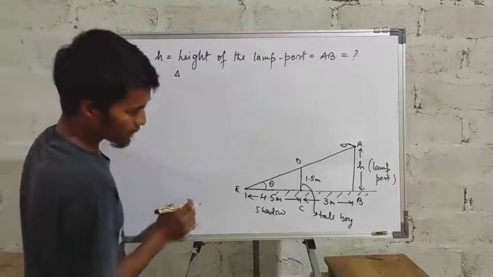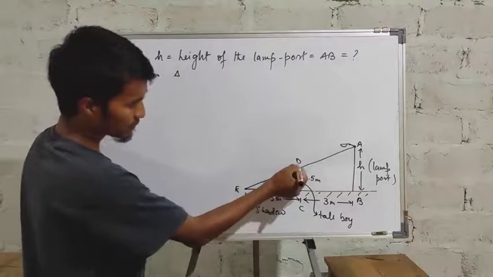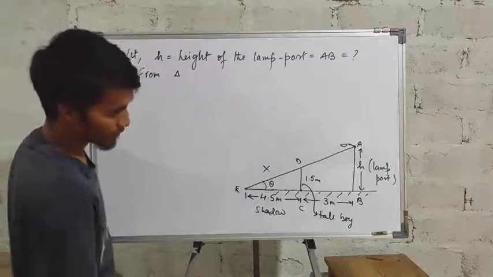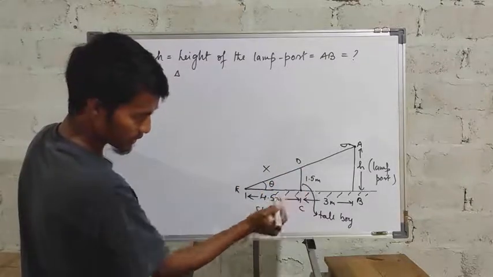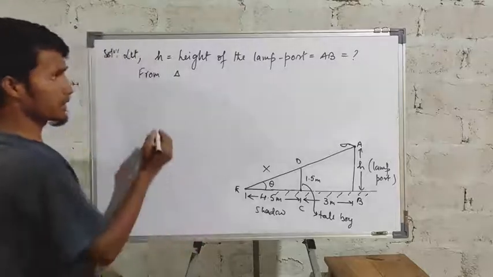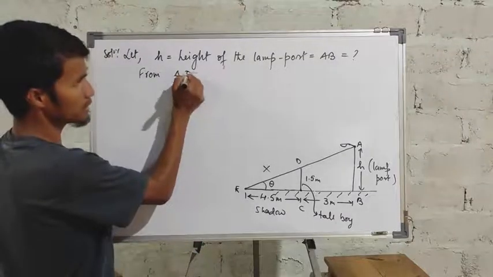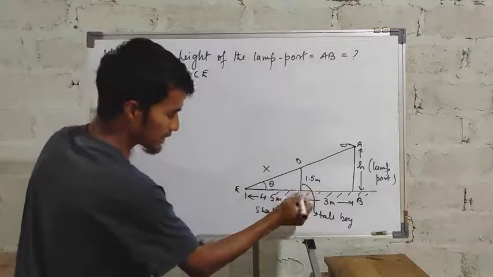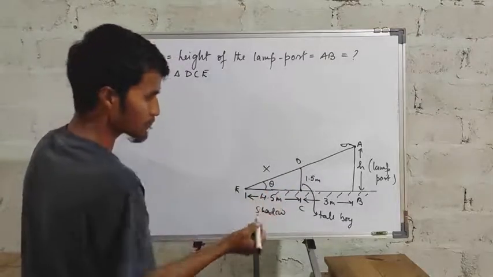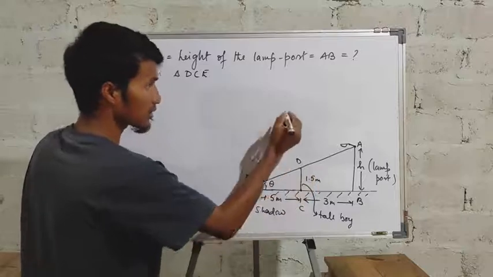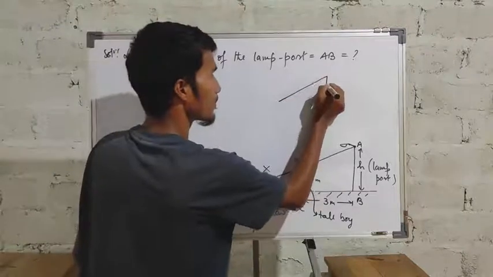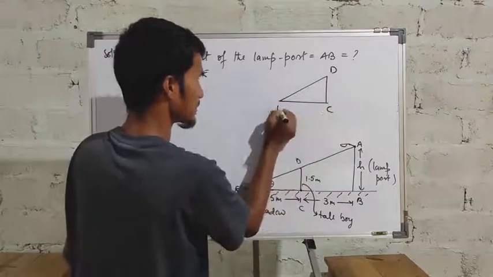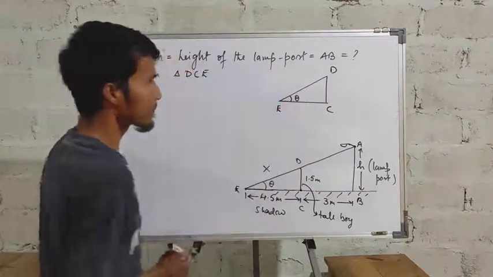Now from this small one, which is known? This DE, we know it or not? This DE we don't know, so we cannot use it. But we know DC and EC. Okay, from triangle DCE, we already know DC and EC. I'll draw it here. This is D, this is C, this is E. Then this is angle theta.